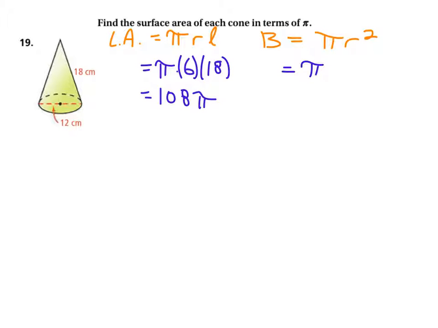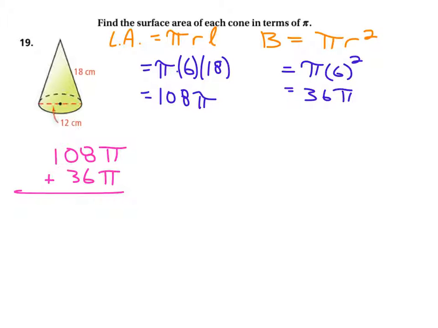Now, we want to do the base. We say pi times the radius squared. The radius is 6. So when we square that, we get 36 pi. Adding these two values together, we've got 108 pi plus 36 pi. And we get 4, carry the 1, 144 pi. And what are the units?